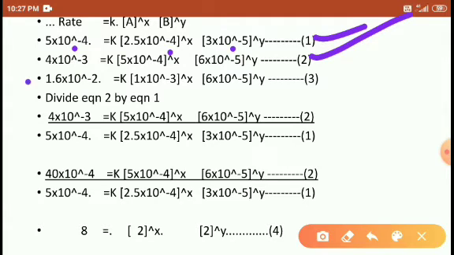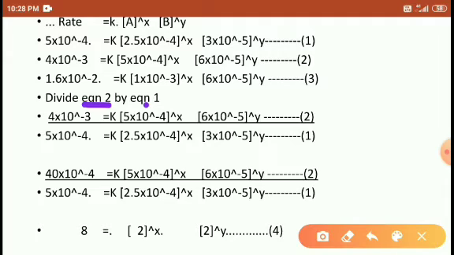Next, the third equation: the rate is 1.6 into 10 to the power of minus 2, the concentration of A is 1 into 10 to the power of minus 3, and the concentration of B is 6 into 10 to the power of minus 5. So in this reaction, it is the same as the reaction we have done previously. First, you have to divide equation 1 by 2, right? So we are dividing equation 1 by equation 2. Sorry, we are dividing equation 2 by equation 1.